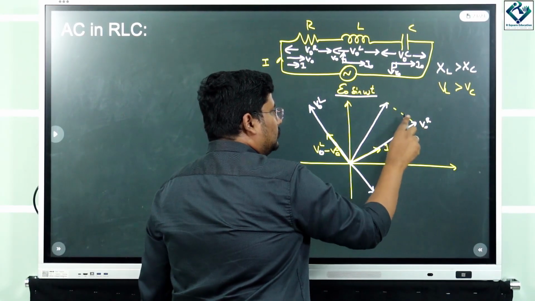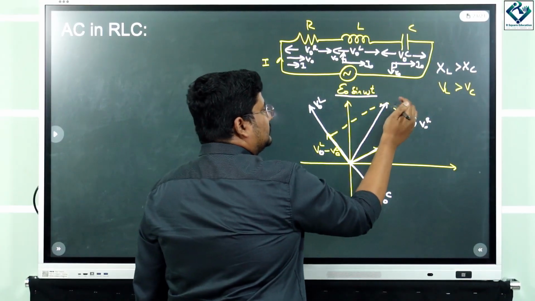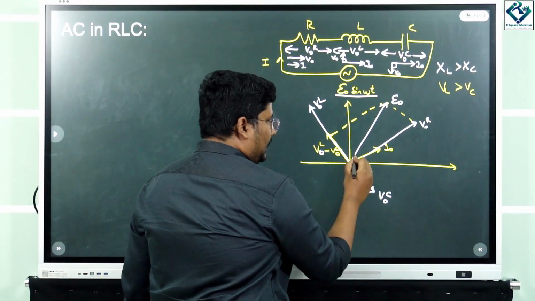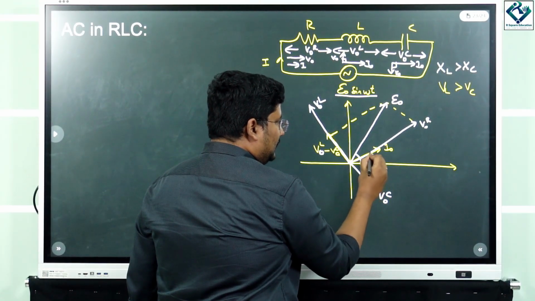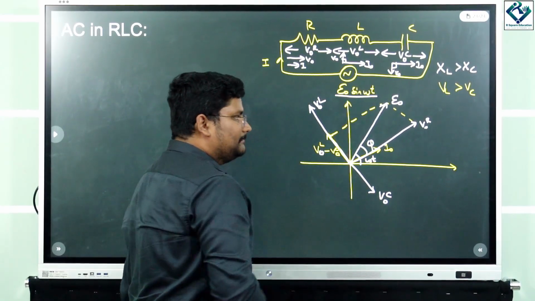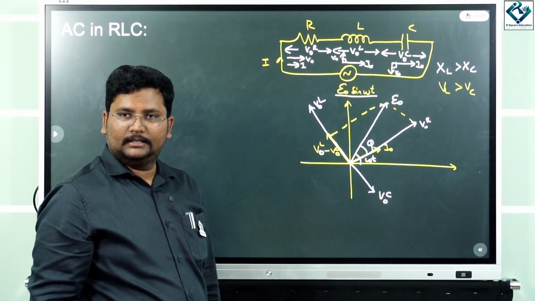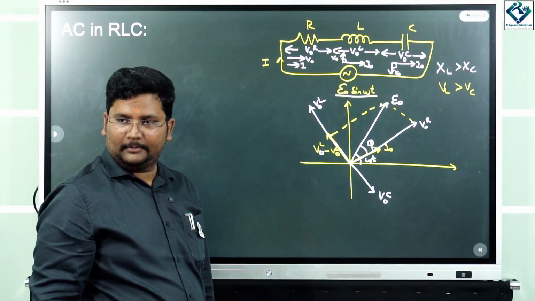So this is going to be your E naught, and now this is going to be your omega t, this is going to be your phi. Is that clear? Right?